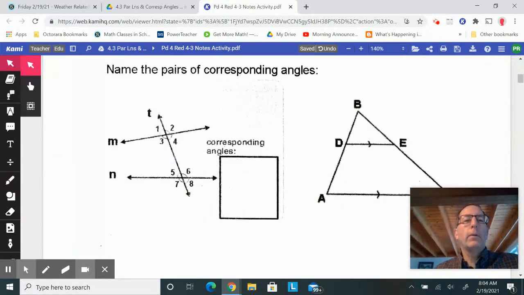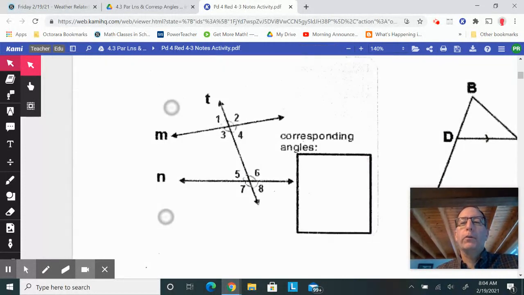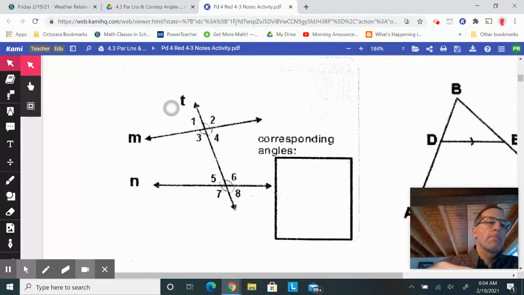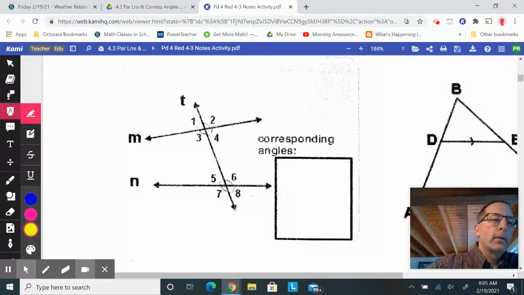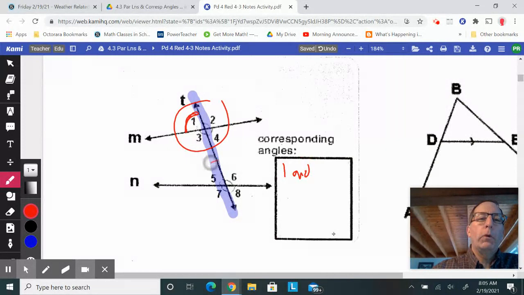So let's see how you do down at the bottom. It says name pairs of corresponding angles. So there's 2 pictures. We're going to look at the picture on the left. We have a transversal right through here. And sorry I didn't make that too straight. We're looking for corresponding angles. When this first intersection at the top, the upper left is angle 1. So angle 1 is corresponding to which angle down here? Yep, the upper left would be angle 5. So angle 1 goes with angle 5.